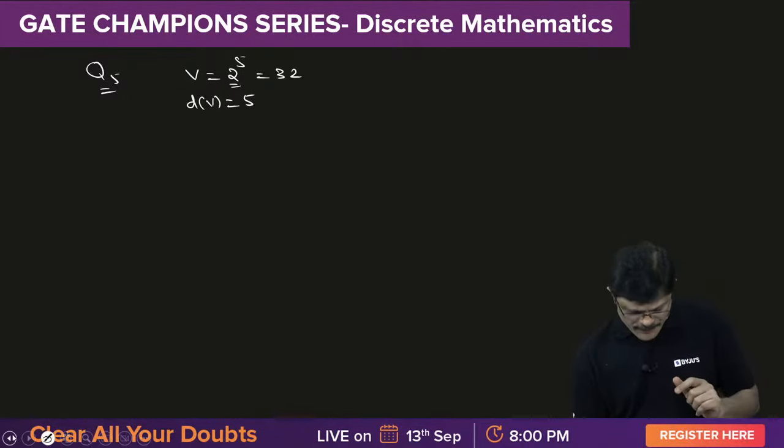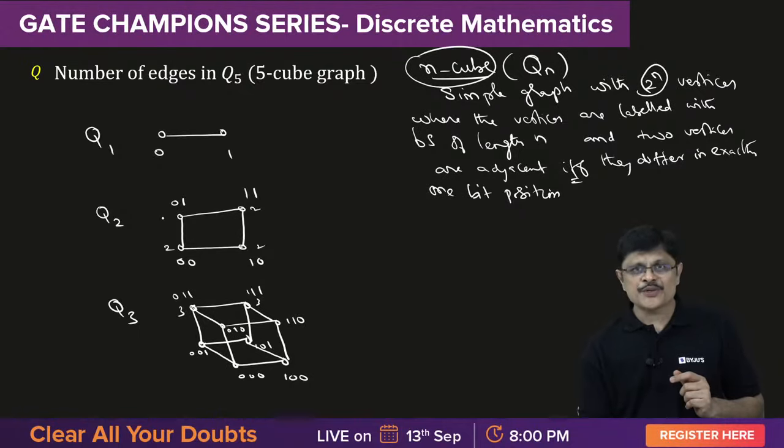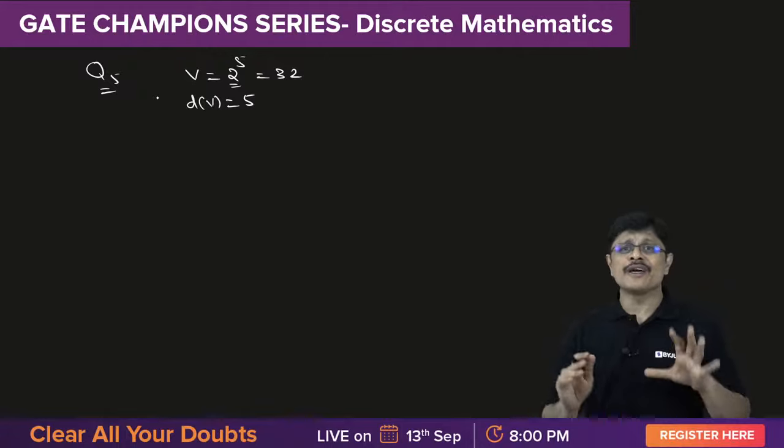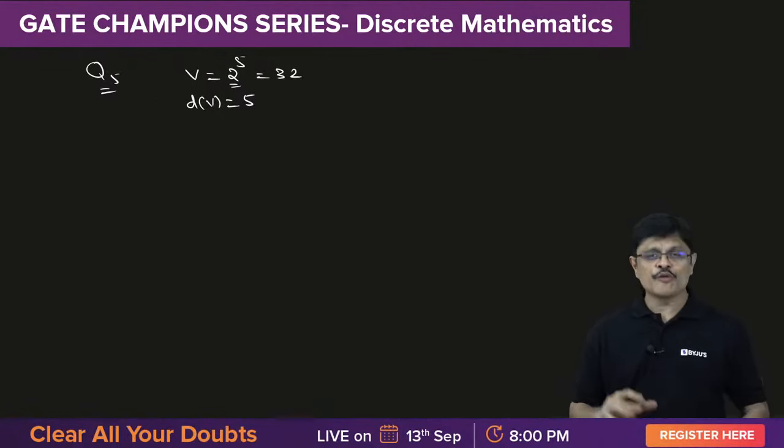Now, if you observe, in Q2 the degree of each vertex is 2, in Q3 the degree of each vertex is 3. Similarly, the degree of each vertex in Q5 is 5.